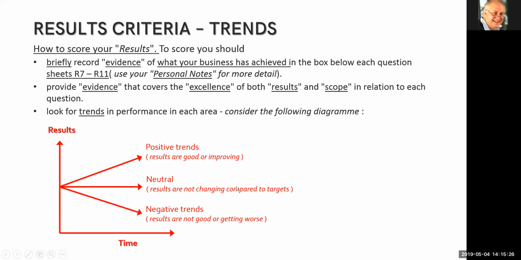Also, when you look at the results side, and scoring that in sheets 7 to 11, look at the trends. So the trends, because naturally there's a delay relationship between enablers and results. You don't do something now and you'll see necessarily the result immediately. Some delays are up to 24 months. But look at the trends, positive trends, good, improving, neutral, and so on.